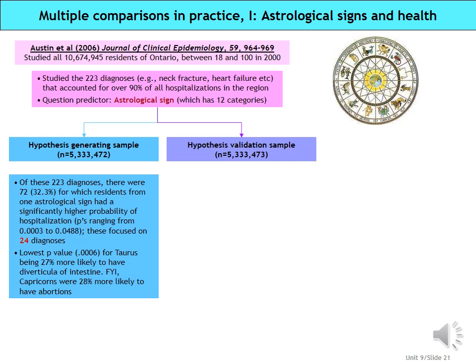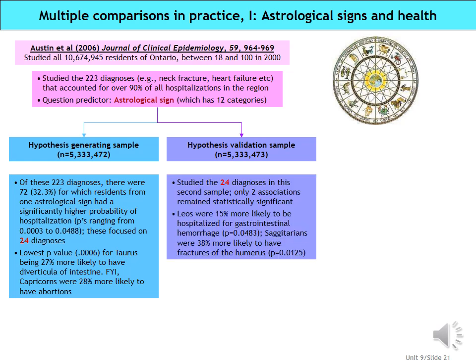For Taurus being 27% more likely to have diverticula of intestine. So if there's any Taurus, they found for the hypothesis generation, and they tried to validate this one. Studied the 24 diagnoses and the second sample. Only 2 associations remained statistically significant.